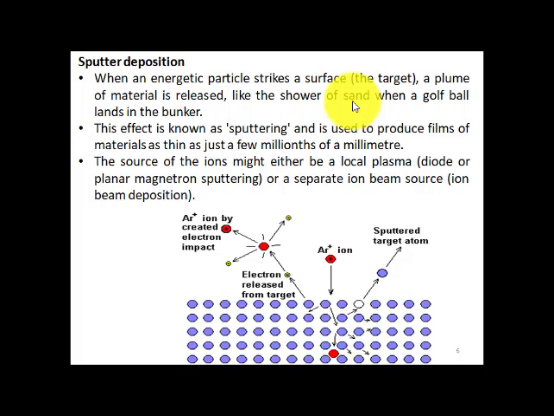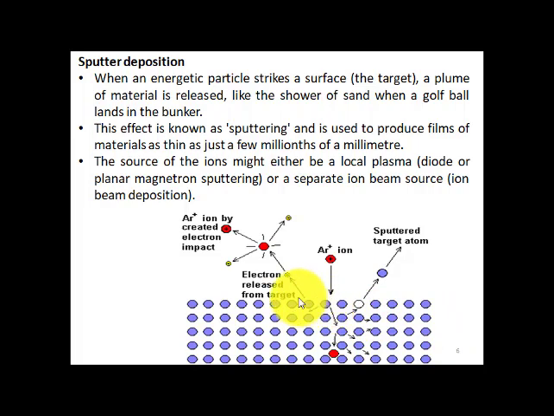The source of the ions might either be a local plasma, as in diode or planar sputtering mechanisms, or a separate ion beam source, as in ion beam deposition. In this picture we can see that the argon cations are created near the target material. The target or source material is the cathode, and it is negatively charged.